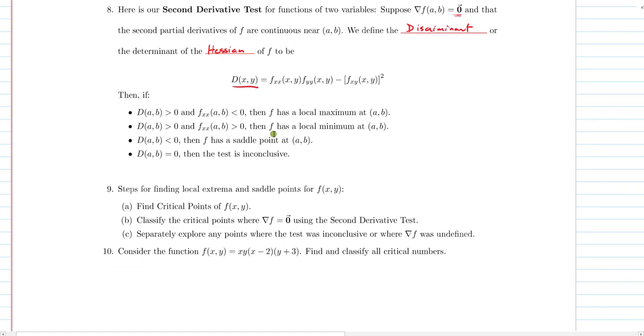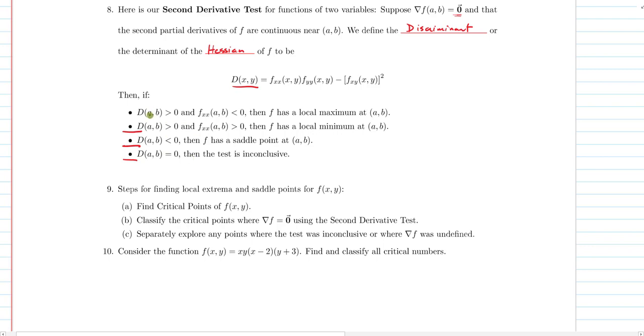If, when we plug in some ordered pair (a, b) into the discriminant function, it comes out to be positive, then we know that we either have a local maximum or a local minimum. Whenever the discriminant comes out to be positive, we're going to have one of those two cases. If the discriminant is negative, then we know we've got a saddle point. And if the discriminant equals 0, then the test is inconclusive, and we'll have to determine what that critical point is by some other means. This is equivalent to in Calc 1 when your second derivative test failed.